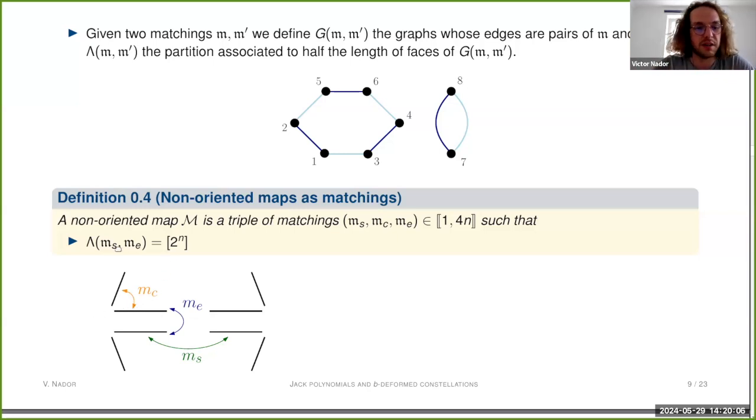And so similarly, we have a condition to get a map: the partition generated by the matchings ME and MS should correspond to edges. So it should only have paths of length 2, so that when you take ME, MS, ME, MS, you want that to form an edge. But again, here you could relax that condition, and then you would get a definition for non-oriented bipartite maps.